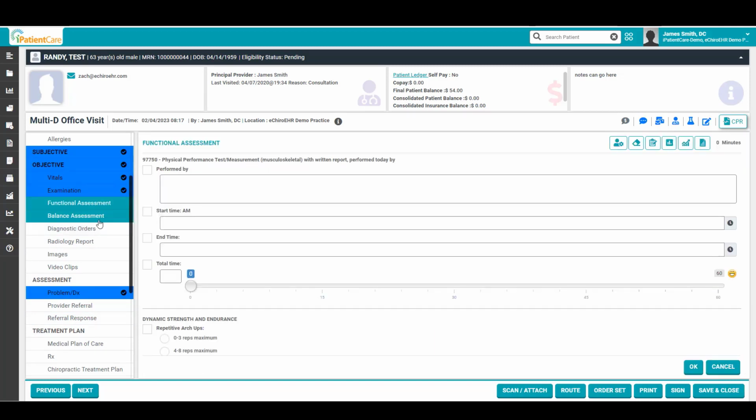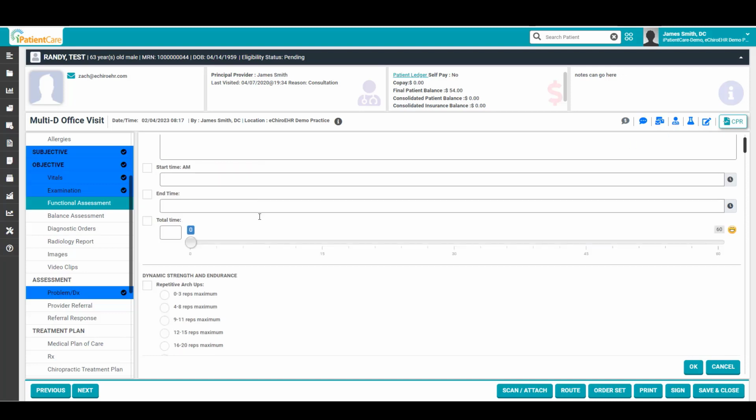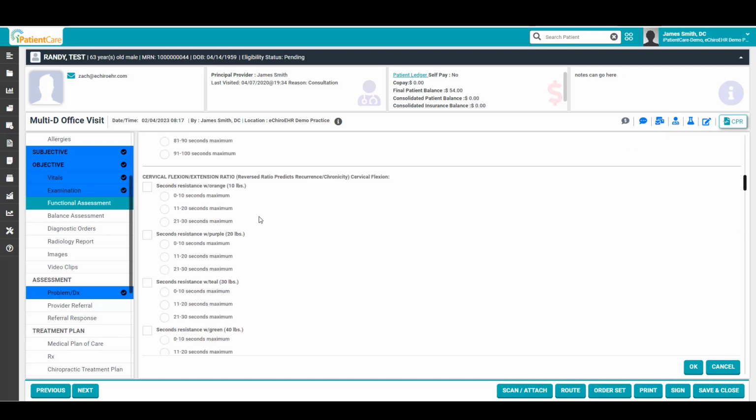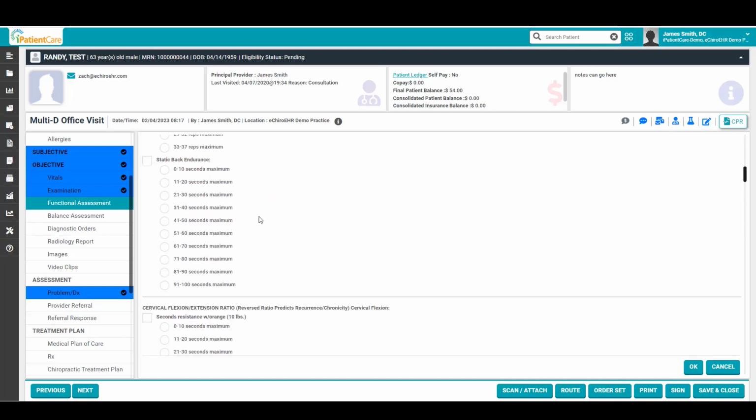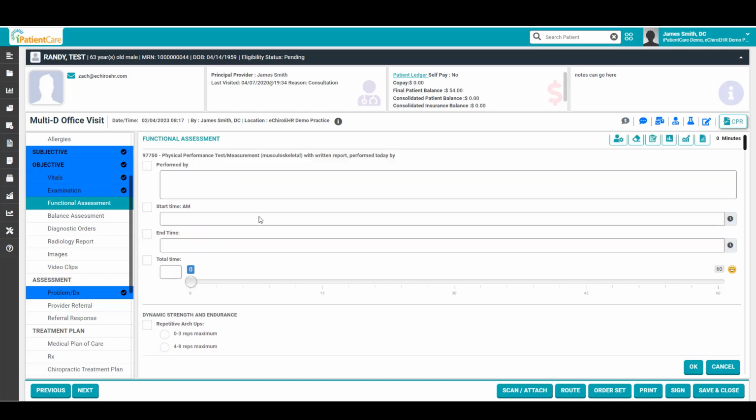In this particular section, we've identified a note format for the physical performance test and measurement with this written report to document the service provided as 97750. And as you scroll down, you can see this particular performance eval helps document a good baseline for this patient prior to starting any type of functional improvement or rehabilitation.